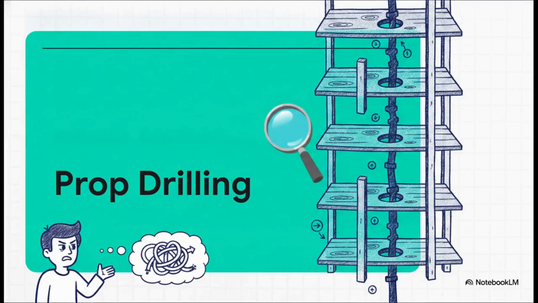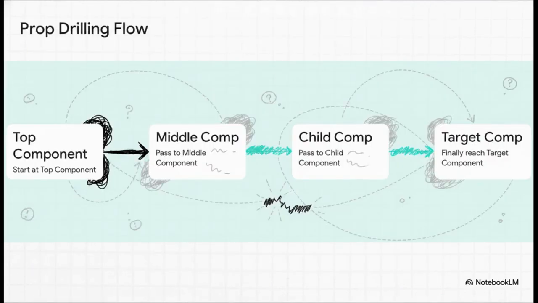Forcing data through layers of components that honestly don't even care about that data creates unnecessary dependencies, and it just slows down your entire development process. Let's say you're passing a user's profile picture down the structural tree.